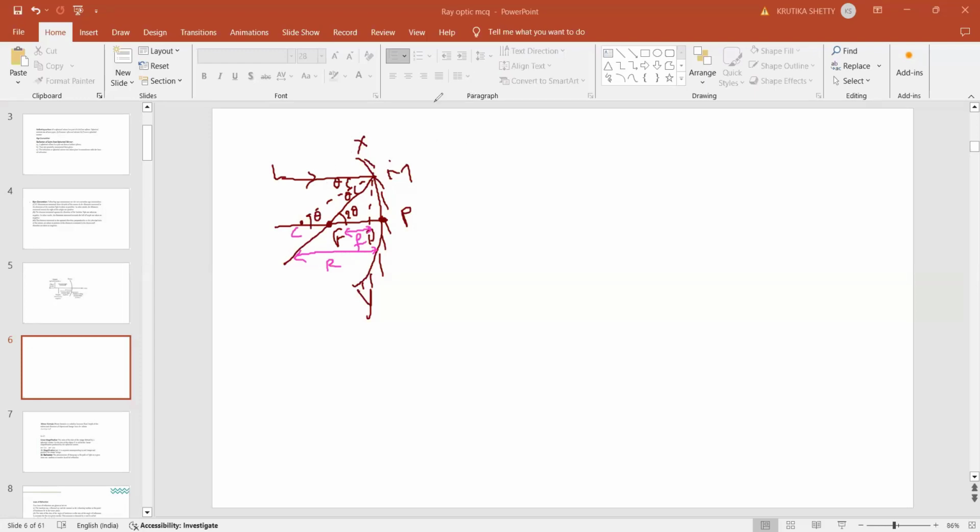Students, first see in terms of the figure. XY is the aperture, or you can say it is a concave mirror. So XY is your concave mirror. LM is the incident ray. Here LM is what? It is the incident ray.